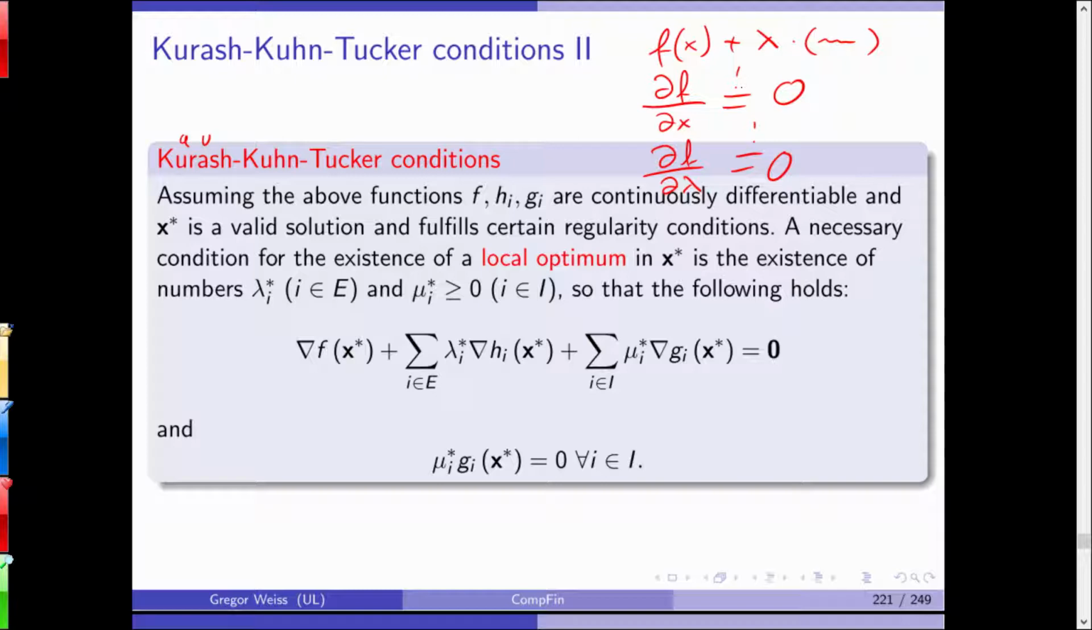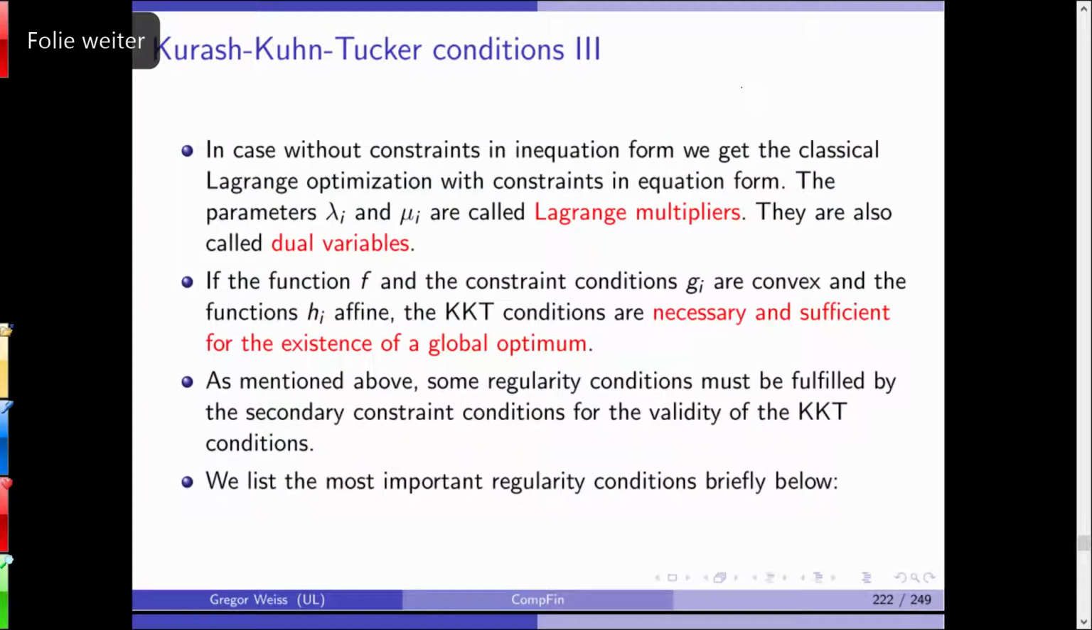Second, the solution needs to fulfill certain regularity conditions, and this is where it gets tricky. I will show you some of the regularity conditions later on, but it's not so simple as in the one-dimensional case with just constraints in equation form. If you have this very general setting with inequations, equations, a multidimensional function, you have to make sure that actually these Karush-Kuhn-Tucker conditions apply, and this is where you need these extra requirements. Okay.